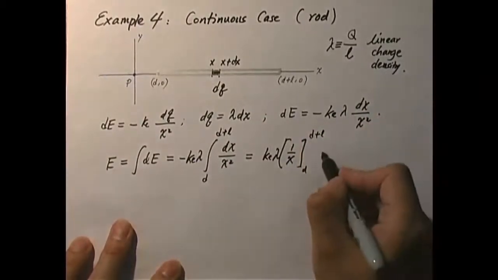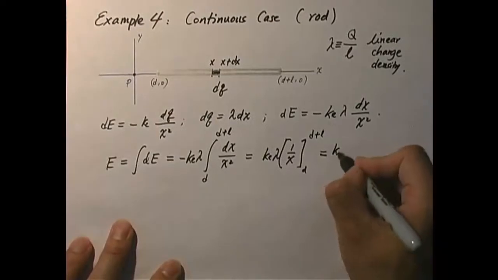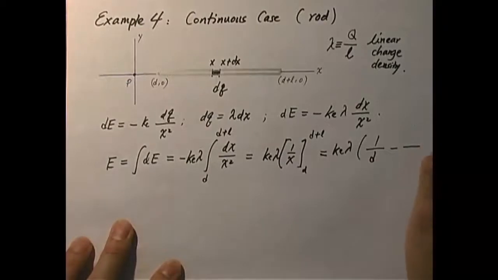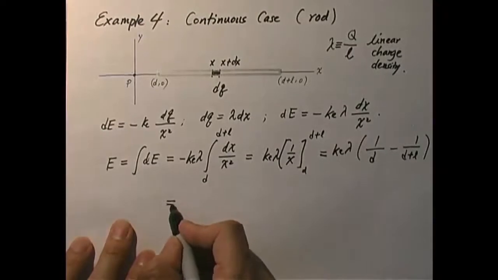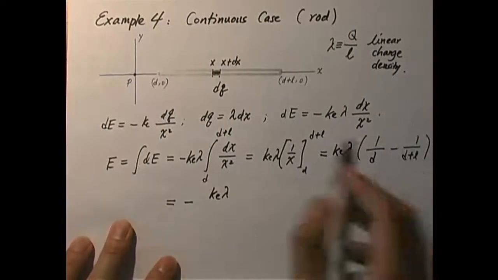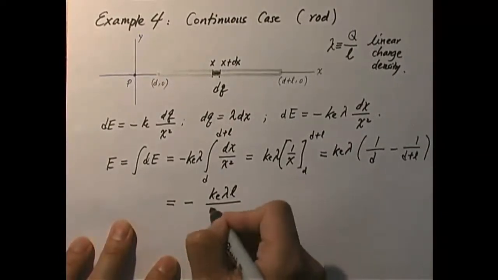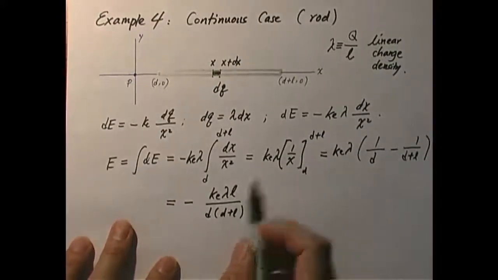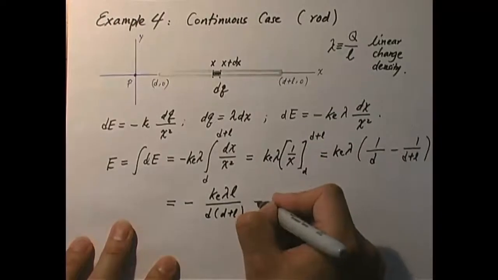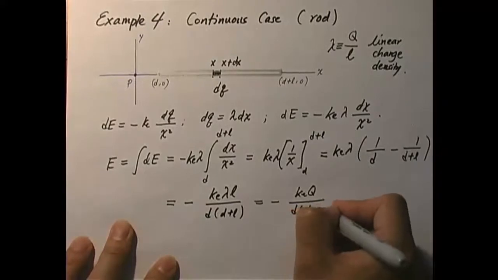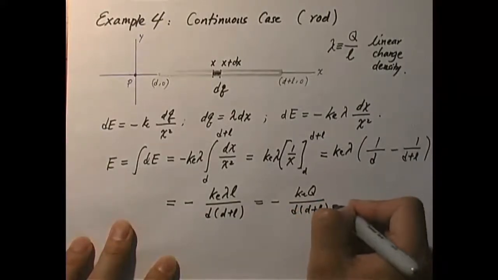Okay, and then that means k lambda times 1 over d minus 1 over d plus L. If we work it out, it's an overall negative sign, k lambda, d plus L minus d, that's L, and then d times d plus L. Now, of course, lambda times L, what's that? Lambda times L, that's just Q. So I can rewrite this as negative k Q over d times d plus L. That is our final answer.